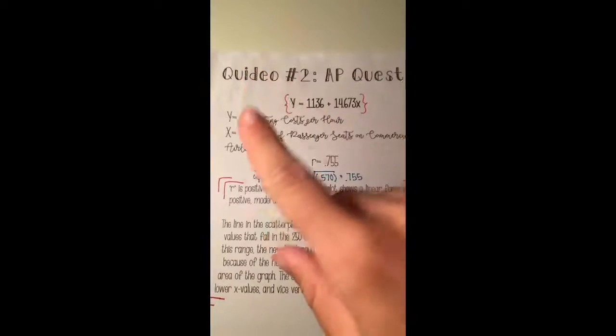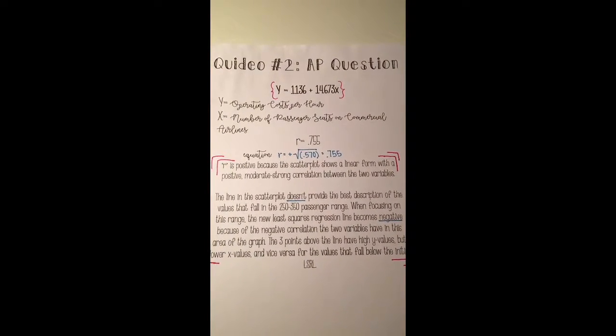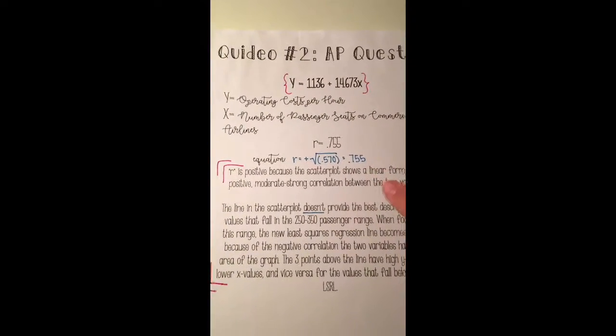And then my y and my x are the operating costs. Per hour is y, and then x is the number of passenger seats on a commercial airline. And so then B asked for you to find the correlation coefficient, which is R. And so for that, you would take the R squared percentage of 57%, and you would take the square root of that. And so that gives you 0.755. And so R is 0.755, which is positive.